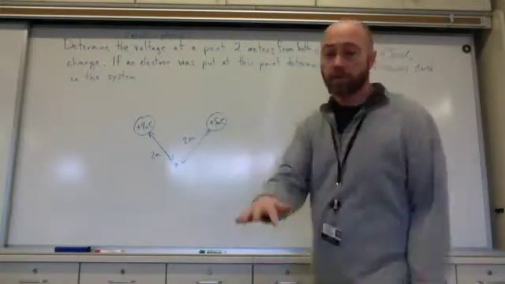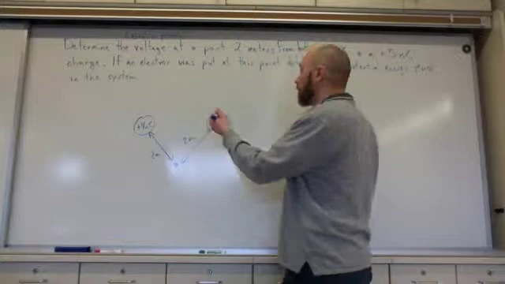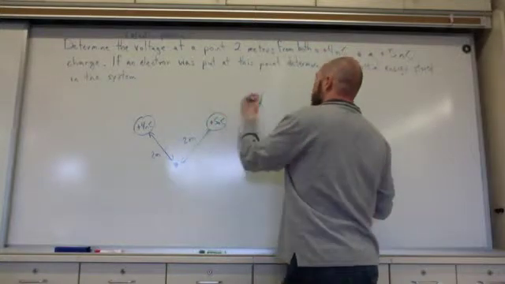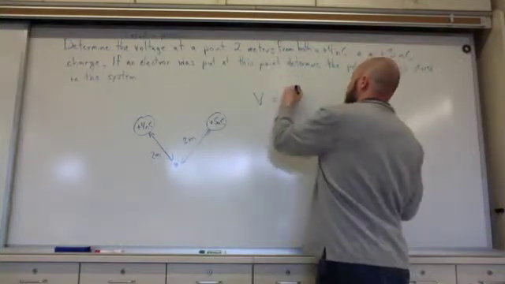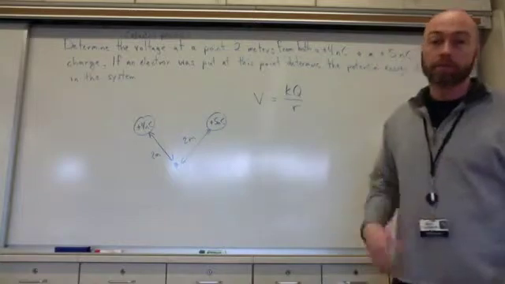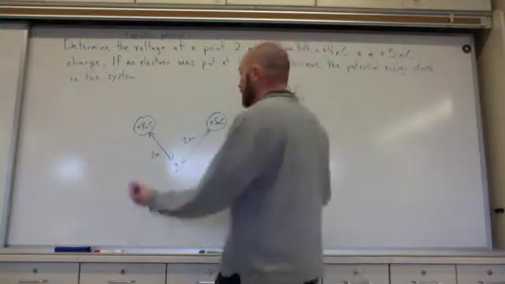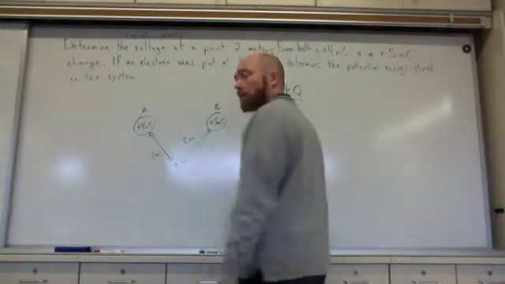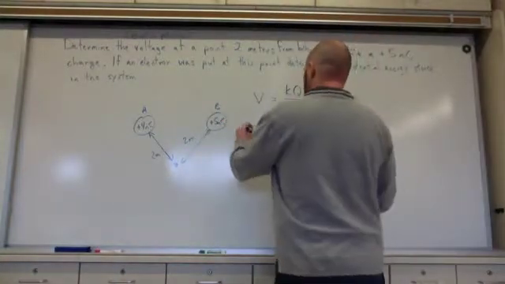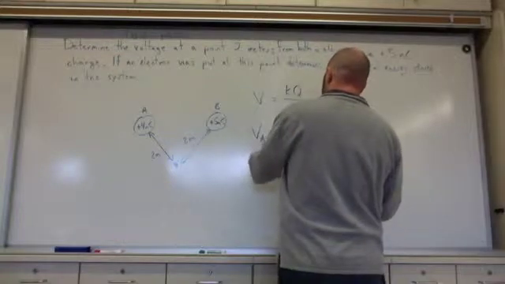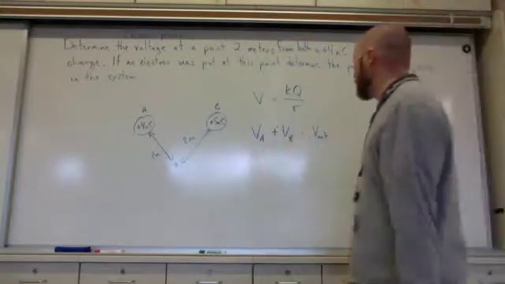If you look at your formula sheet, you'd go, oh, I know that my formula for voltage is this. Voltage equals K Q over R. Again, they have the 1 over 4 pi, but it's just K. Then you just plug your stuff in. If I call this charge A and this charge B, my voltage at this point would be the voltage from A plus the voltage from B equals my net voltage.